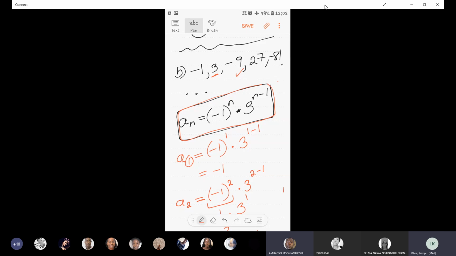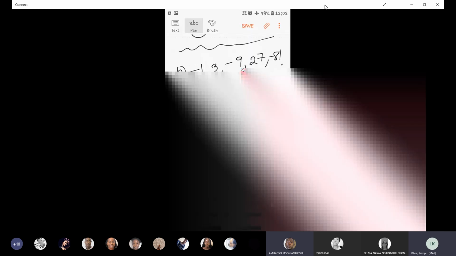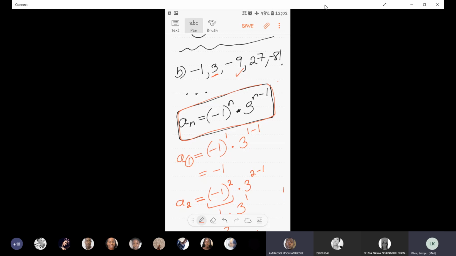Miss, for the formula, -1 to the power n times 3, is the 3 from the sequence, or is it part of the formula? It's part of the formula. The 3 here is part of the formula. And the -1 is also part of the formula. This is the formula that I gave you. I didn't tell you where I got it from. So we will talk about how to get this formula later on. But for now, we're just looking at terms in the sequence and whether we can find a pattern to describe them.